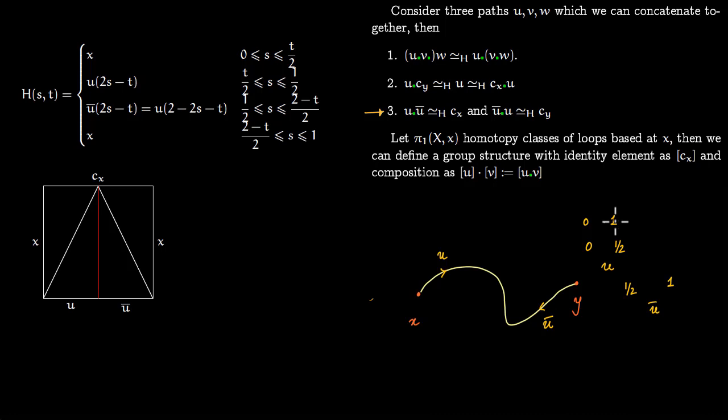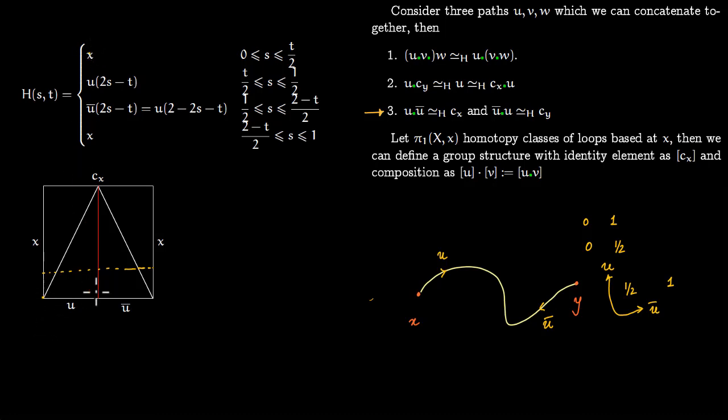So rather than normalizing from 0 to 1, we have to normalize from 0 to 1 half, and then do exactly the opposite thing for u bar. So these two are symmetric. So we have to fix one of them, the other should pop out. So this is how the diagram would look like. So u bar, and then this is the constant path cx. So this x you can think of as constant path.